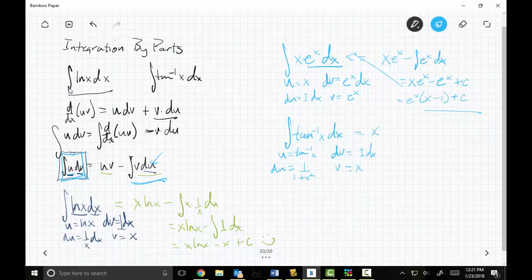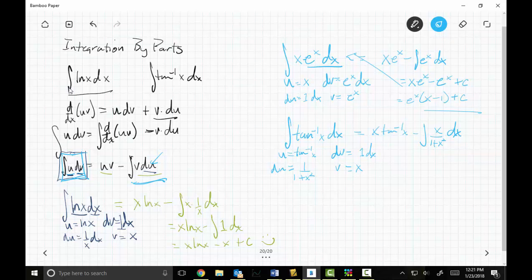I end up with x inverse tan of x minus the integral of x over 1 plus x squared dx. Now, this gets really important, and I'll explain in just a second. There will be problems where you have to use integration by parts multiple times. I am going to break one of the bedrock laws of mathematics that says if you're going to let u equal something, those two things better be equal.